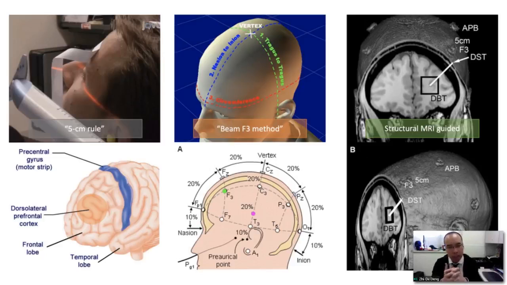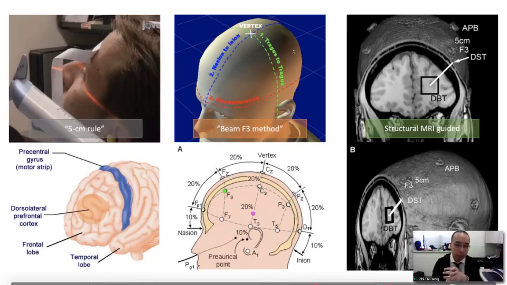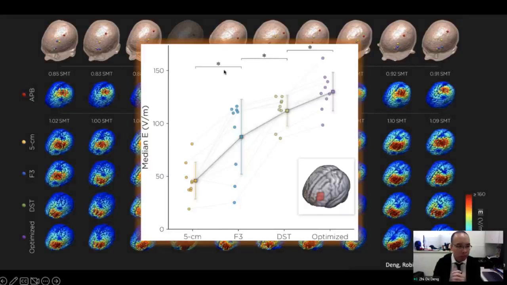This was data collected at the Mayo Clinic from Dr. Paul Croarkin in adolescents who were treated with TMS. The TMS localization strategy uses a structural MRI to guide the coil placement. But in the same individuals, brain scans were also acquired with vitamin E capsules on the scalp, labeling the 5-centimeter targets and the F3 targets, as well as the ultimate treatment target, which was structurally guided.